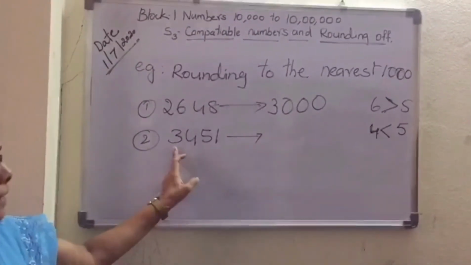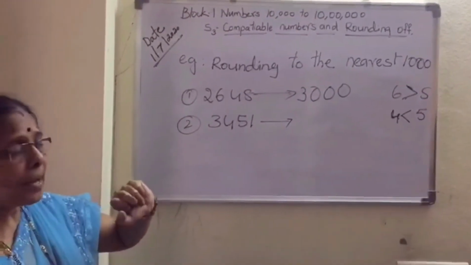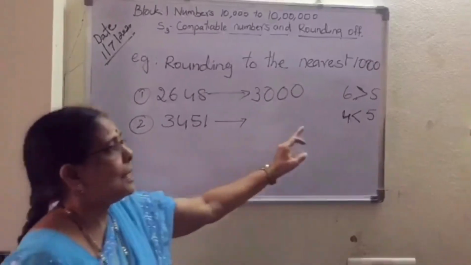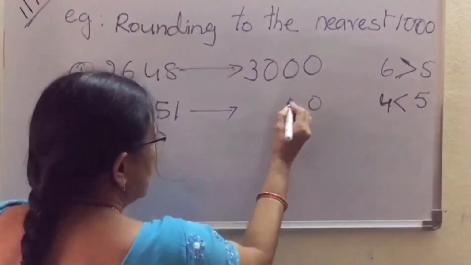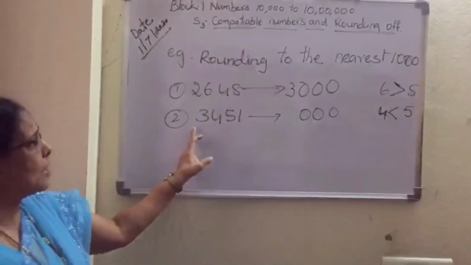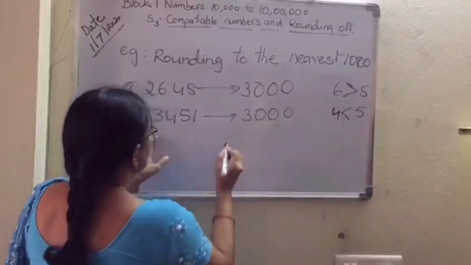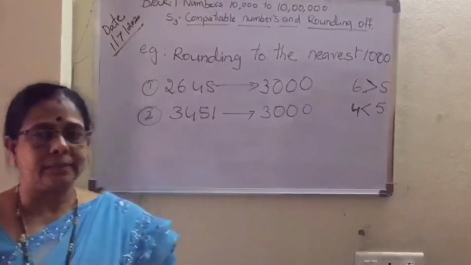Next, here 3451 is there. We have to check the hundreds place. So 4 is less than 5. So 0, 0, 0. This is less than 5, so this number will not be changed. So this number is rounded to 3000.